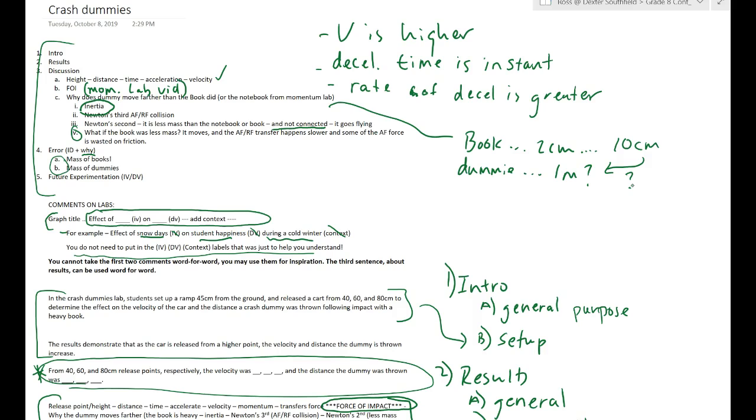So now we're not just saying, okay, the cart slams into the book, the book moves a little bit, but the dummy, not being connected, still has inertia and continues to move really far because it's so light. Now we're saying, well, it also matters how heavy that book is, which is why that's one of the errors.